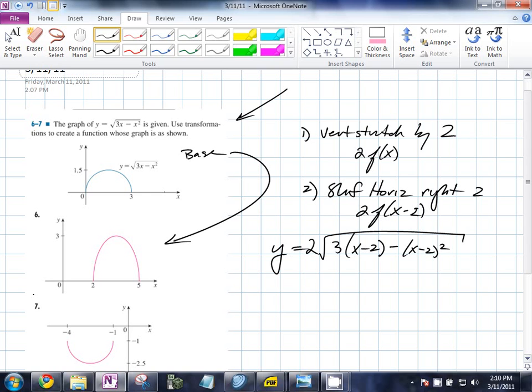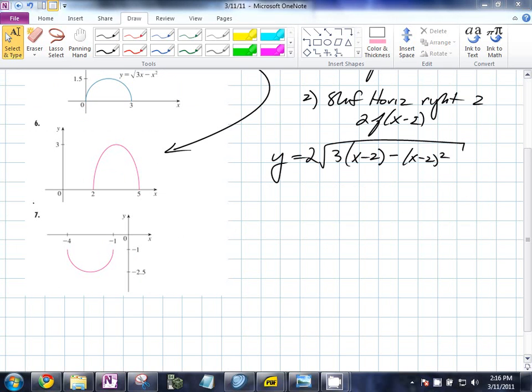That's not a percentage, right? Okay, let's do number 7 here. So we have our base function. Is that stretched or compressed in any way? No. So those are rigid transformations. It's not stretched at all.